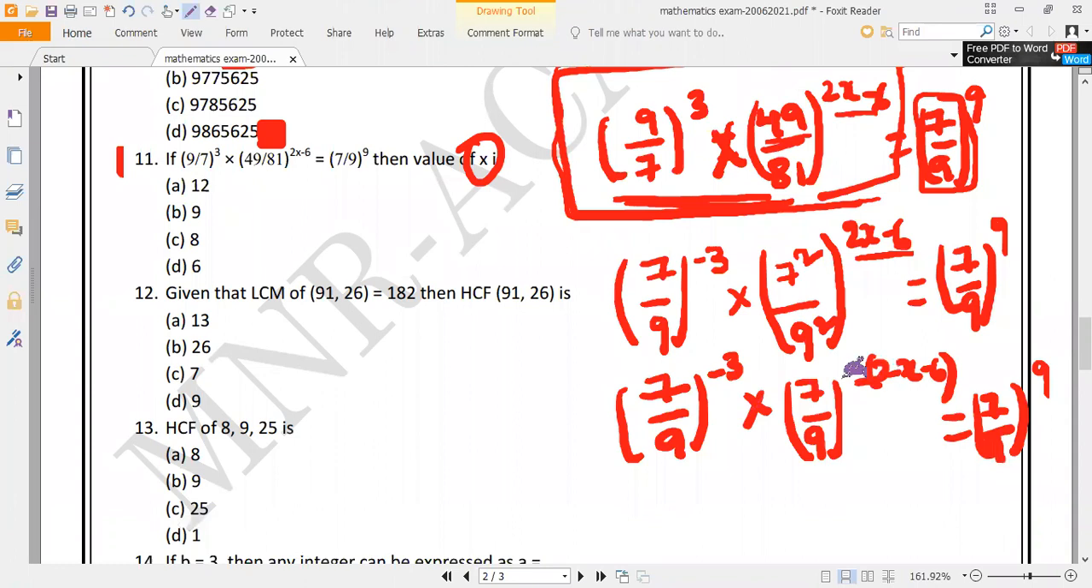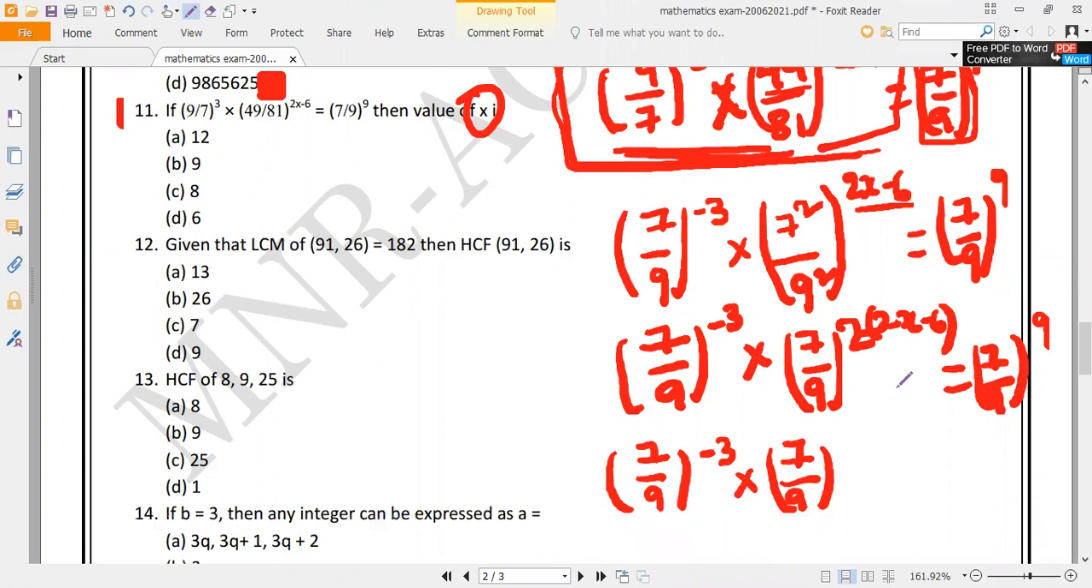(7/9) whole to the power minus 3 into (7/9) power 2 into 2x minus 6. What is the value of 2 into 2x? 4x. 4x minus 2 into 6, 12, which is equal to (7/9) whole power 9. Now equate the powers.